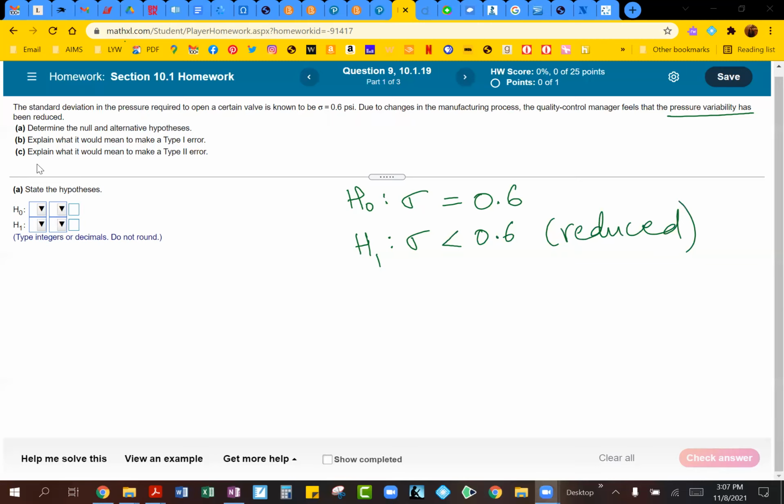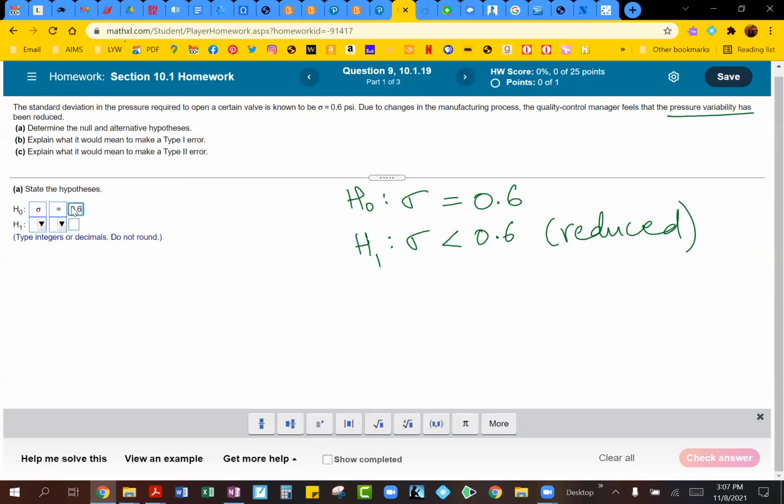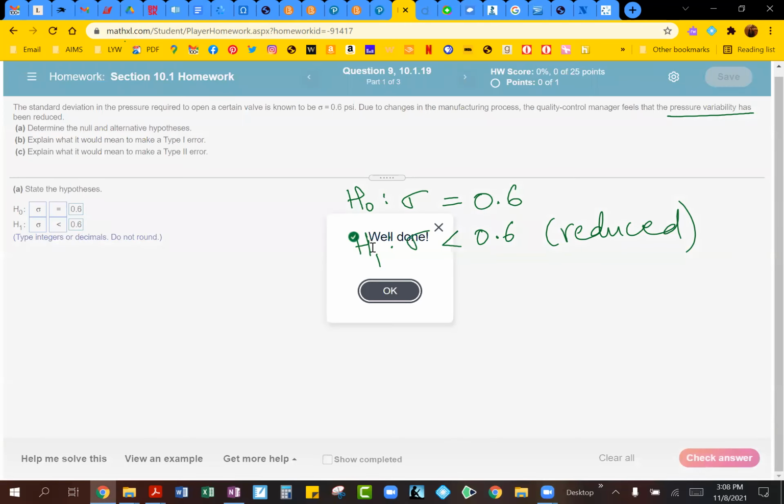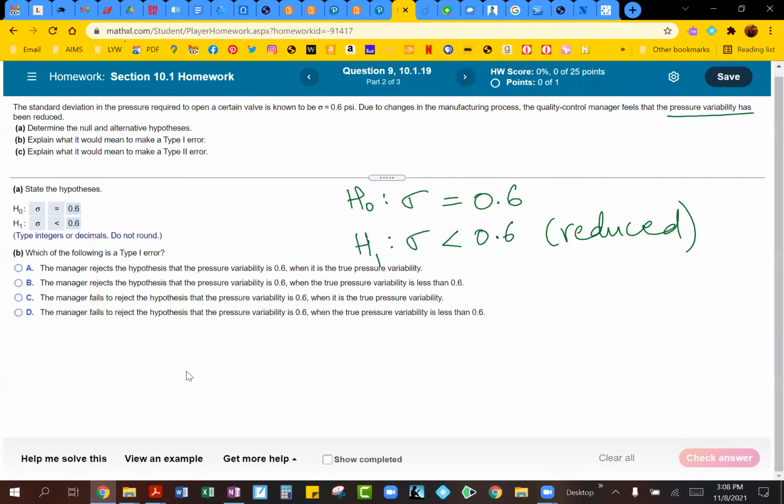Coming back over here, they've broken it down into about 6 parts to this question. So standard deviation sigma equal to 0.6. And the alternative is that he or she feels that the pressure variability has been reduced, so sigma is less than 0.6. Okay, so that's there. Now they're getting into defining what would cause us to have a type 1 error and what would cause us to have a type 2 error.